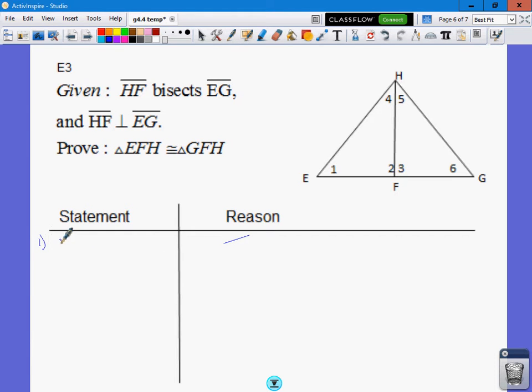Example 3. Obviously, first statement, HF bisects EG. HF is perpendicular to EG. Given. What word did you notice right away in the given information? What's my reason going to be? It's going to be definition of bisect.